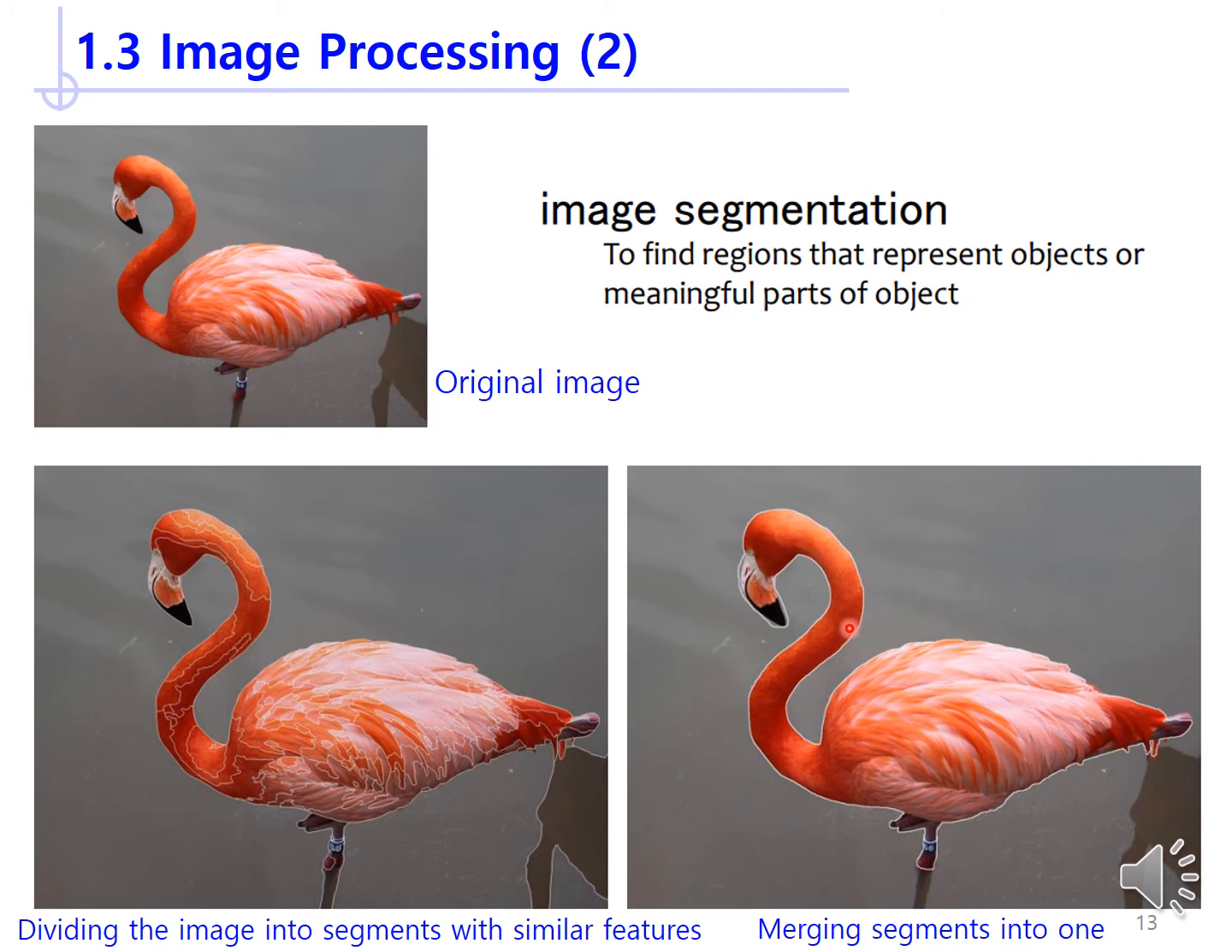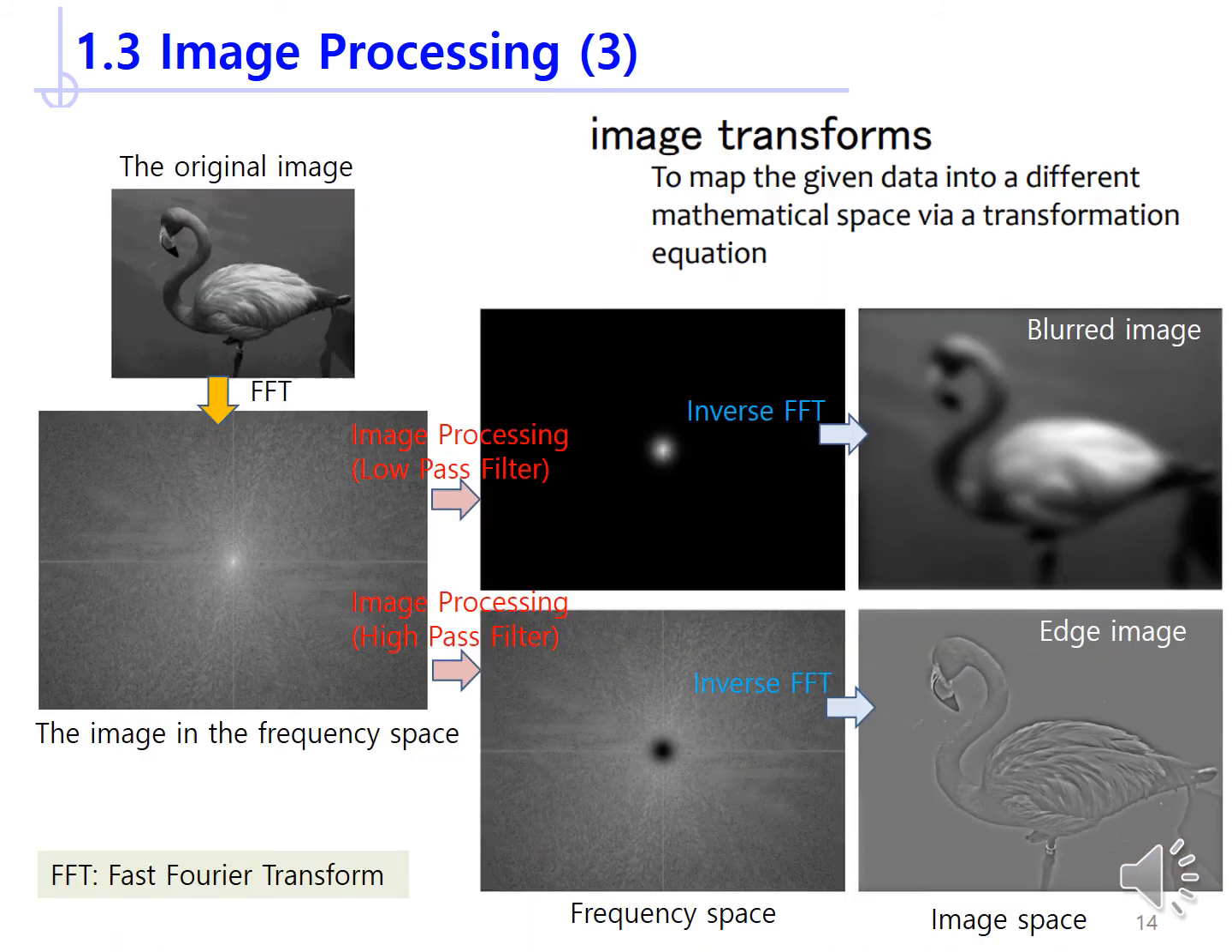That is segmentation. So after finishing the segmentation, we can extract features from the segmented image of the object, and then those features will be used in object recognition.